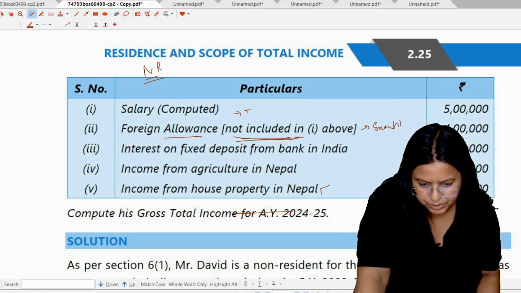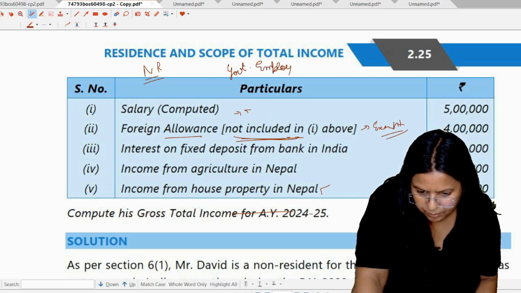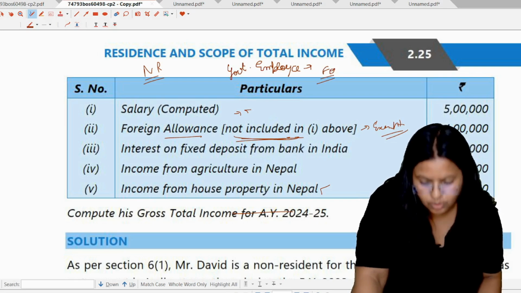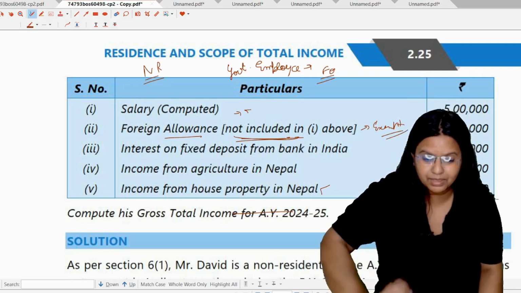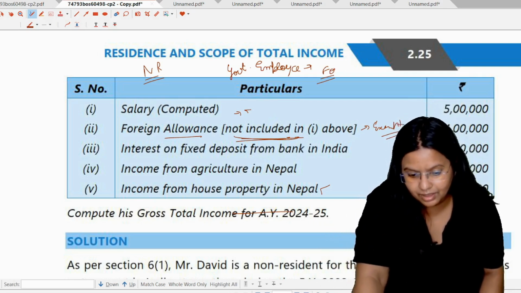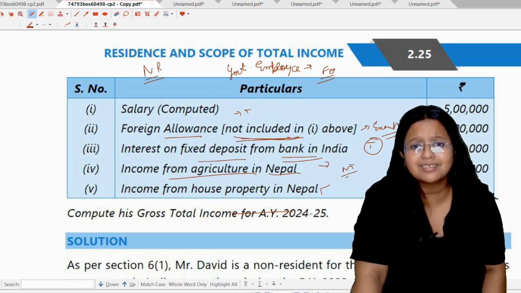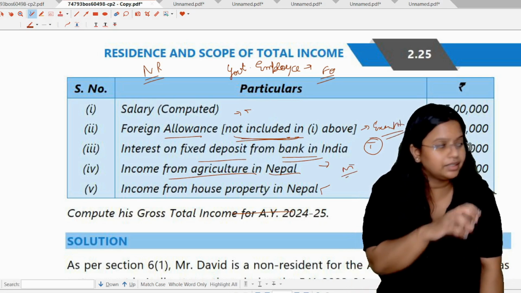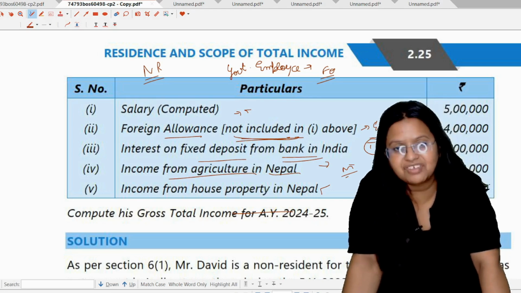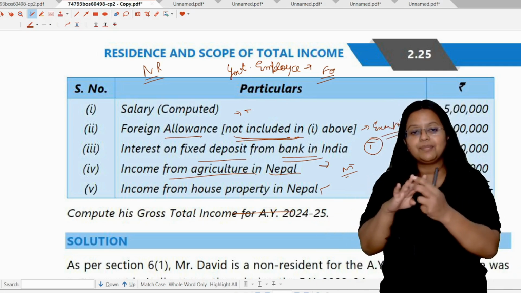Why? Students, if any Indian government employee gets any kind of foreign allowance from the government, the salary is taxable, but the allowances given to that person as foreign allowance are exempted. Interest from FD from a bank in India, taxable. Income from agriculture in Nepal, not taxable. It is not exempted. The exemption point will come if the income is derived from India, that is, agricultural income in India. That was exempted. But this is agricultural income in Nepal and the person is a non-resident. So only the 4 incomes will be taxable for that person.